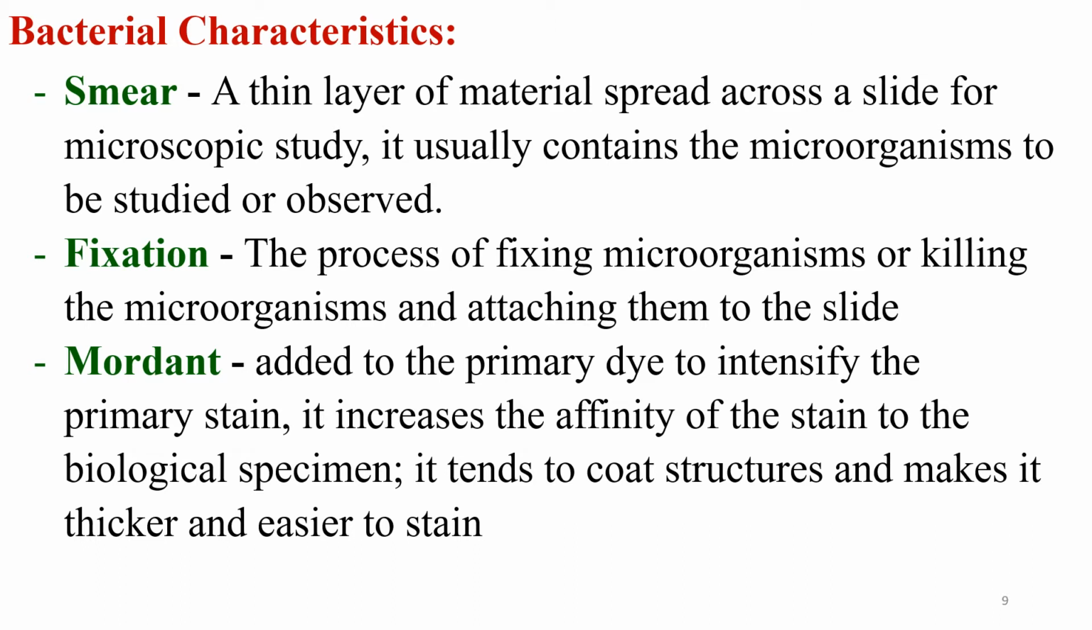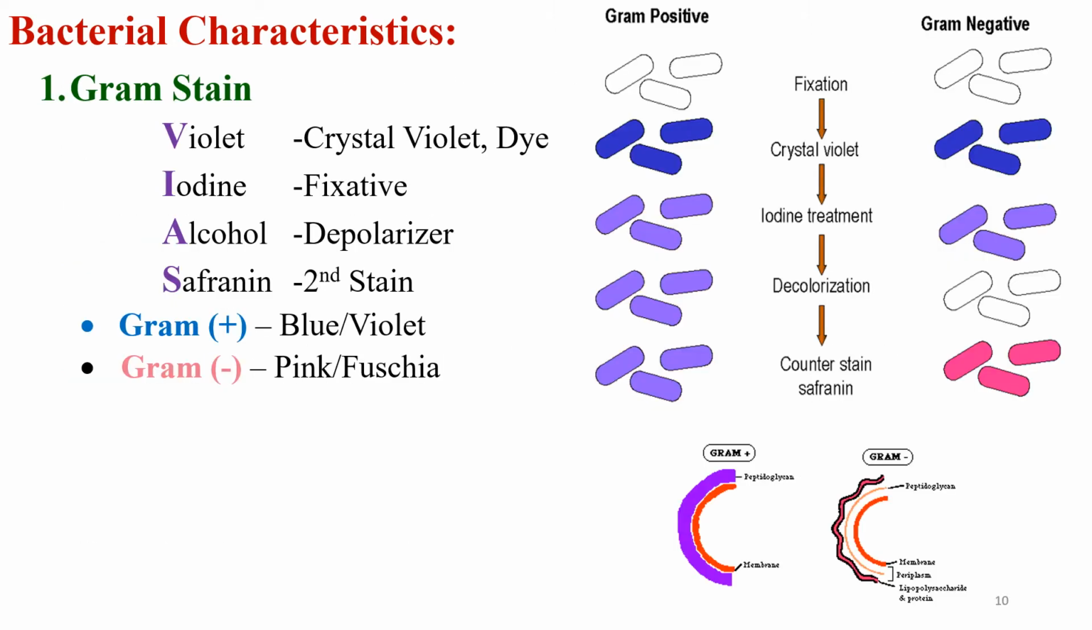Mordant, added to the primary dye to intensify the primary stain. It increases the affinity of the stain to the biological specimen. It tends to coat structures and makes it thicker and easier to stain. Gram stain is one of the most frequently used processes in identifying bacteria and is used daily in hospitals.